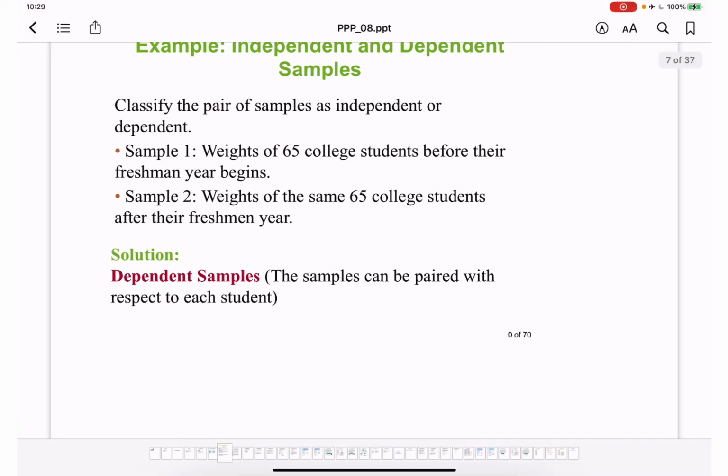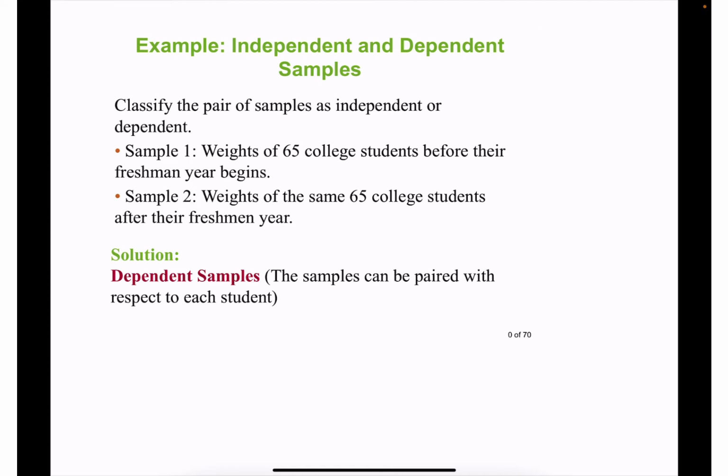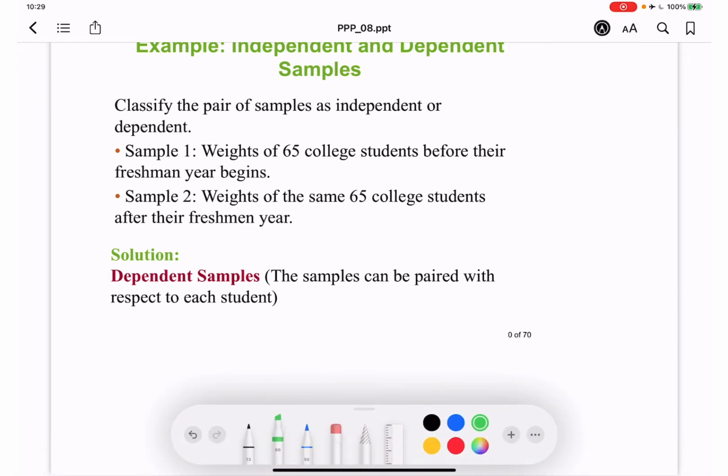Okay, so example for independent and dependent samples. Classify the pair of samples as independent or dependent. So the first one says: weight of 65 college students before their freshman year begins. Sample 2: weight of the same 65 college students after their freshman year. Obviously, this is going to be dependent samples because we are using the same 65 college students, right? Okay.